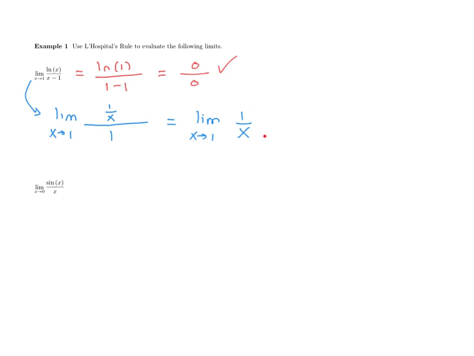Now, can we figure out this limit? And the answer is yeah. We can just put 1 in place of x. We get 1 over 1, which is equal to 1. So this original limit is actually equal to 1.